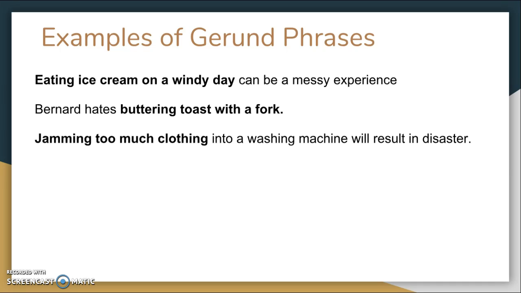Gerund and participial phrases are easy to confuse because they can both begin with an -ing word. Here, jamming, buttering, or eating. The difference is that a gerund phrase will always function as a noun, while a present participial phrase describes another word in the sentence.